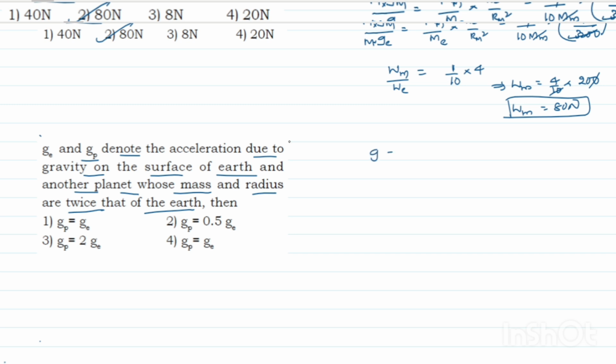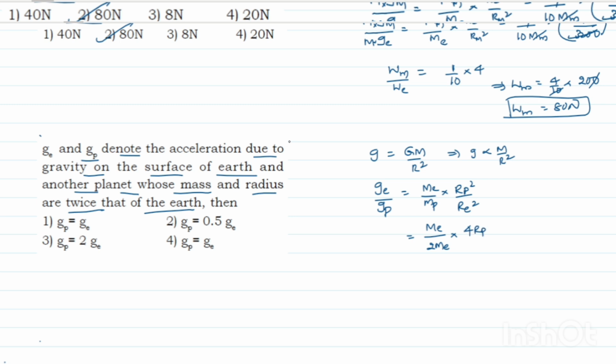So you know the relation between small g and capital G: g equals GM by r square. This is here g on earth by g on planet. G is of course a constant value. Here you can take g is directly proportional to m by r square. You can get mass of the earth by mass of the planet into radius of the planet square by radius of the earth square. The mass of the planet is twice that of the mass of the earth. Radius of the planet will be 2 times the radius of the earth.